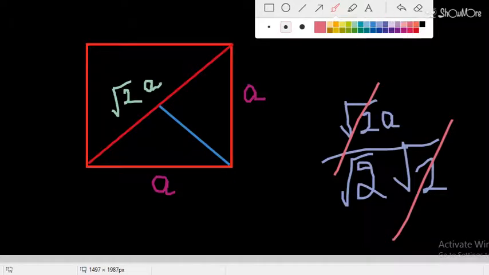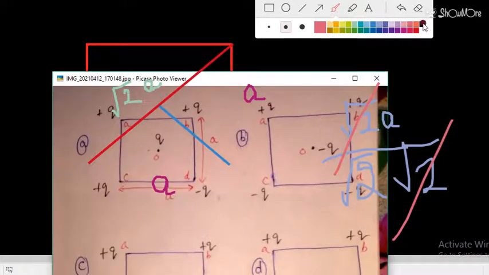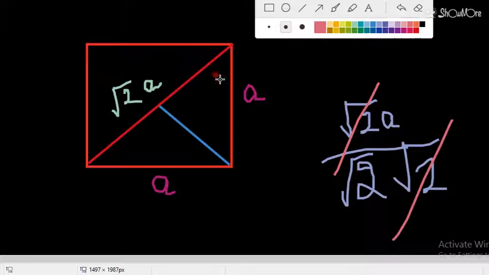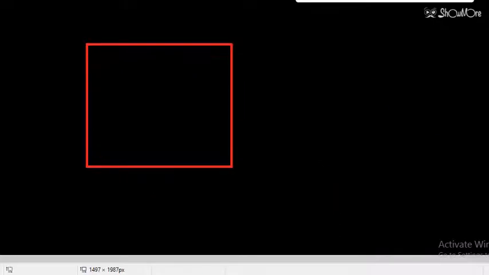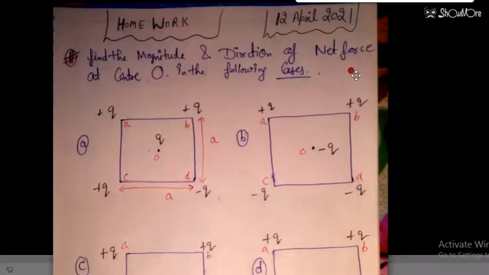That means in every question, this value will be required, that is a by root 2. So now understand where it will be required. I am going to discuss the first question, which is on your screen.